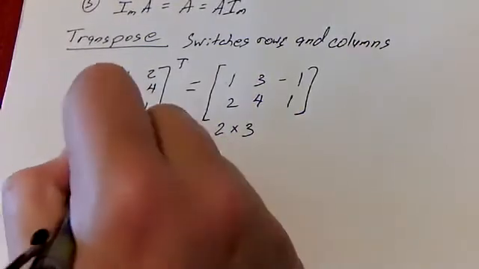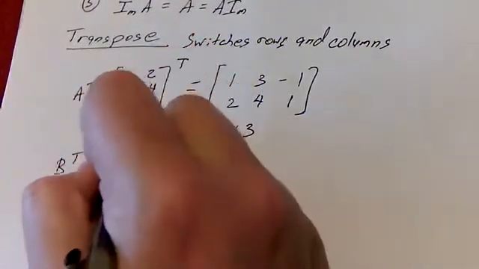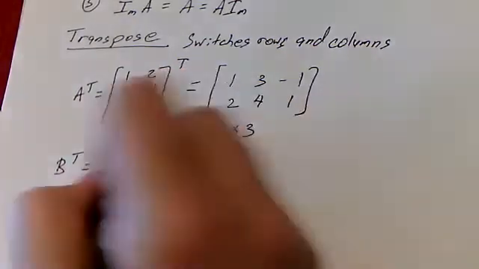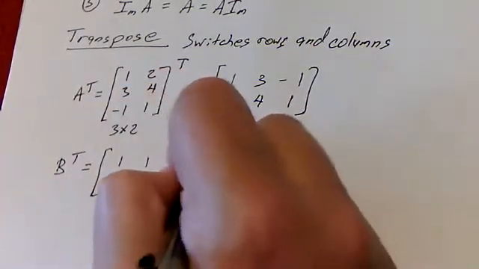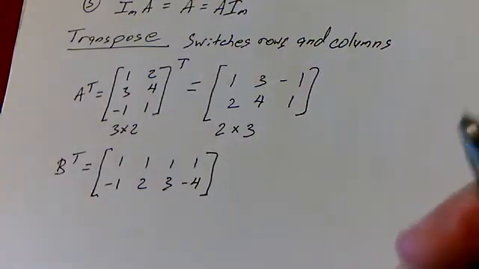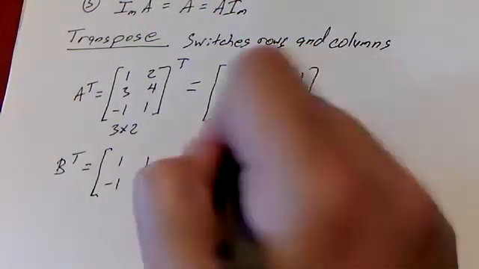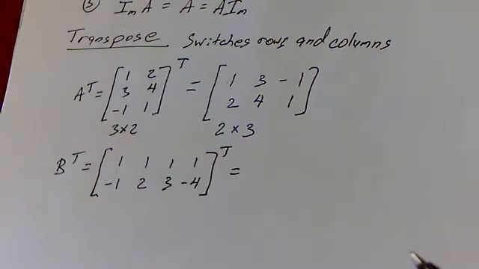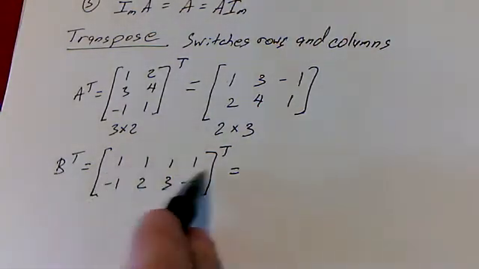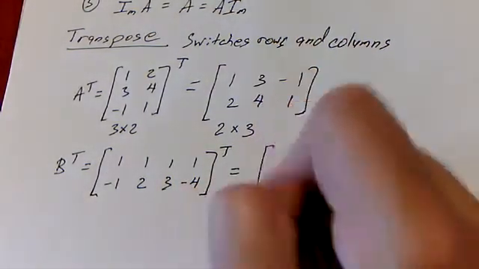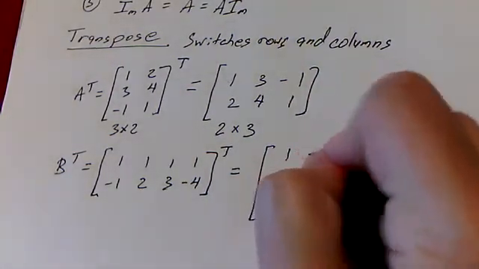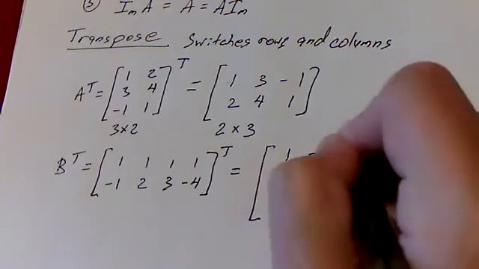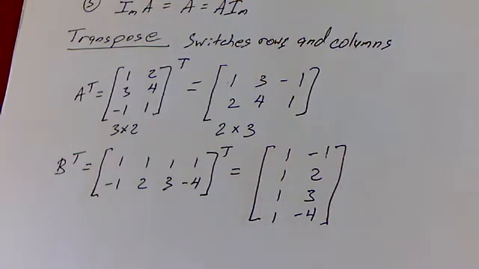Let's do one more just to make sure we're on the same page. We'll go with all ones across the top row here, and then negative 1, 2, 3, negative 4. Again, we're going to switch the rows and columns. So the transpose is going to take this row and make it into a column. That first row of all ones becomes a column of all ones. And that second row, negative 1, 2, 3, and negative 4, becomes a column as well.